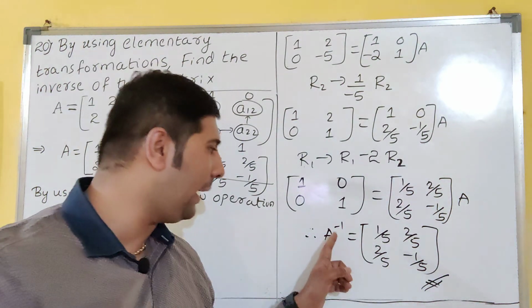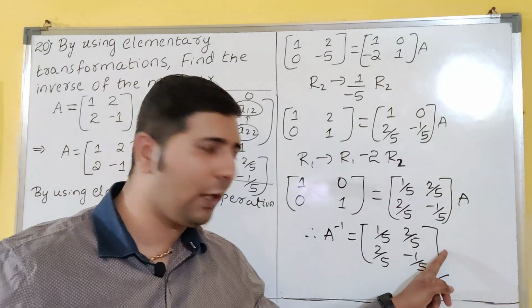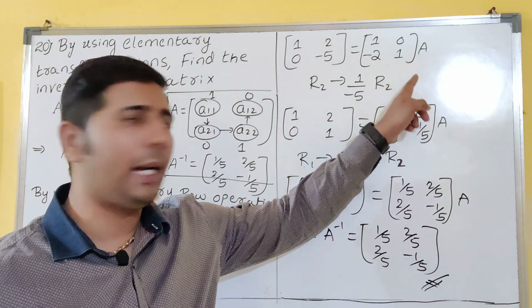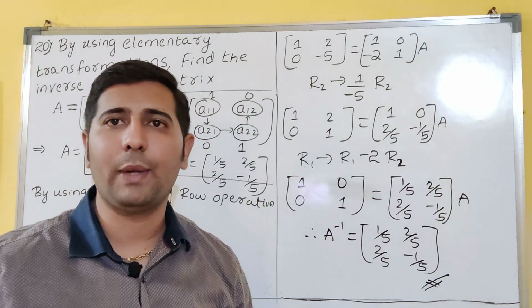Please remember, A inverse you will write as A raised to minus 1. Don't write A dash. Here, into A also don't write. Here only it will come, the upper part. So whatever I had written above, into A will come here, not for A inverse. Got it? So I hope you are understanding.